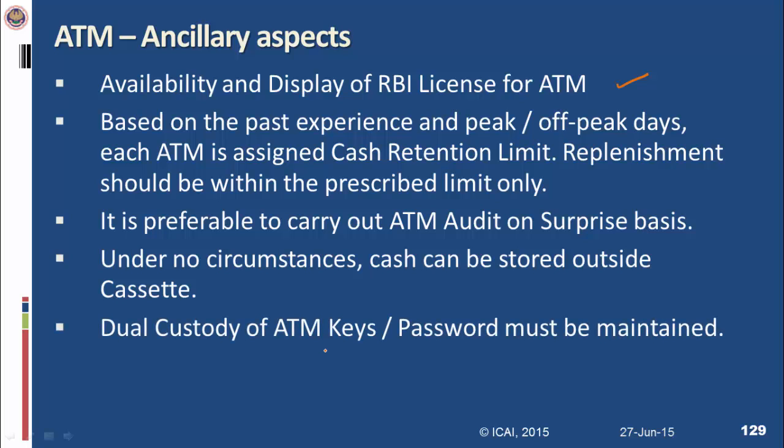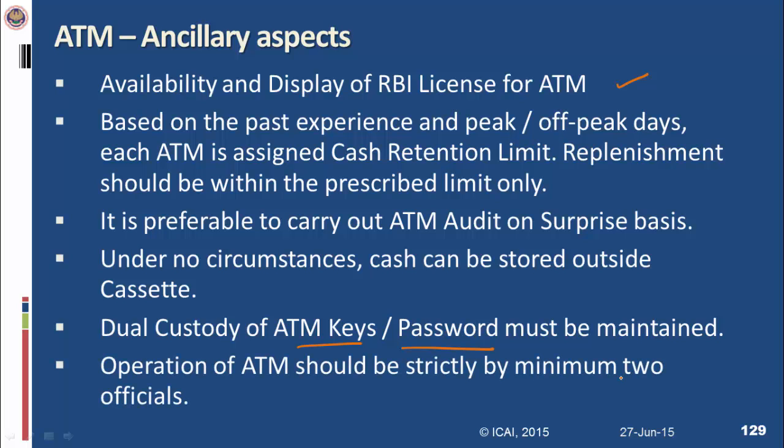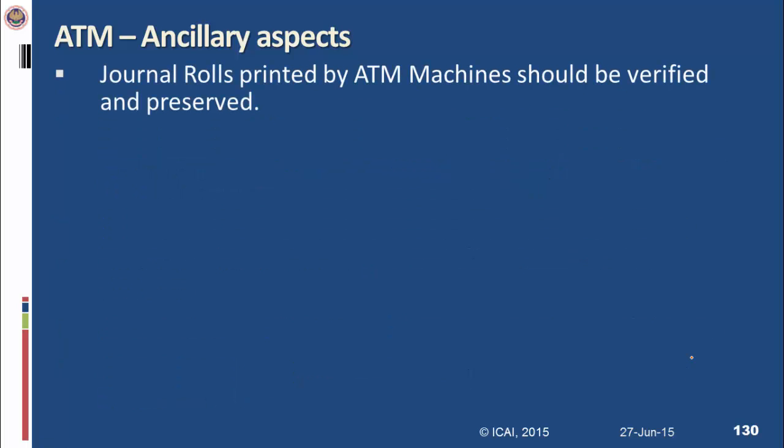Dual custody of the ATM key, or the key and a password set, should be maintained, and it must be operated by 2 officials. That is the minimum requirement. Journal rolls. Now there are 2 methods of journals, that is EJ, electronic journals, or JP, journal printing rolls. We have seen in the image also. The JP roll needs to be extracted and stored because it contains all the information about the transactions carried out through that system.